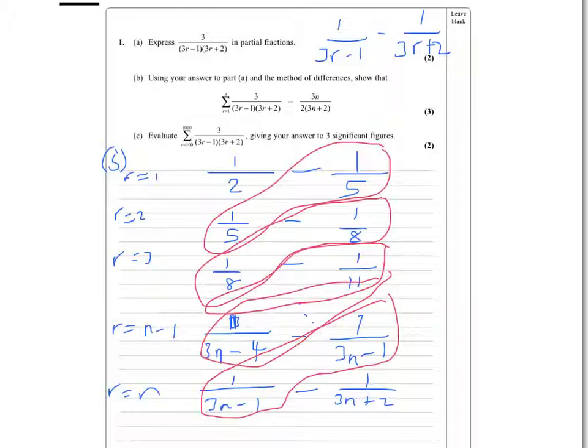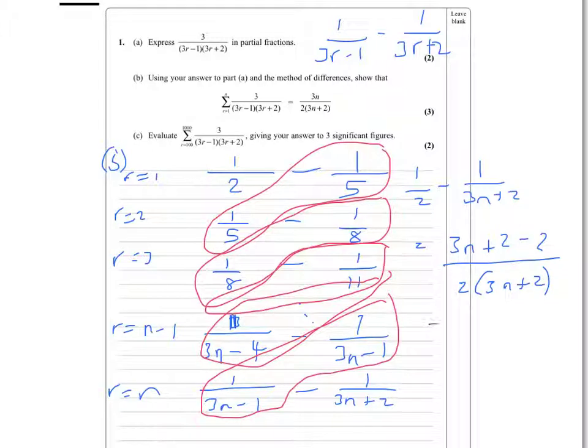So the final stage is a half minus 1 over 3n plus 2 equals, put it all over a common denominator, it's 3n plus 2 minus 2 over 2 times (3n plus 2), and that equals 3n over 2 times (3n plus 2) as required.